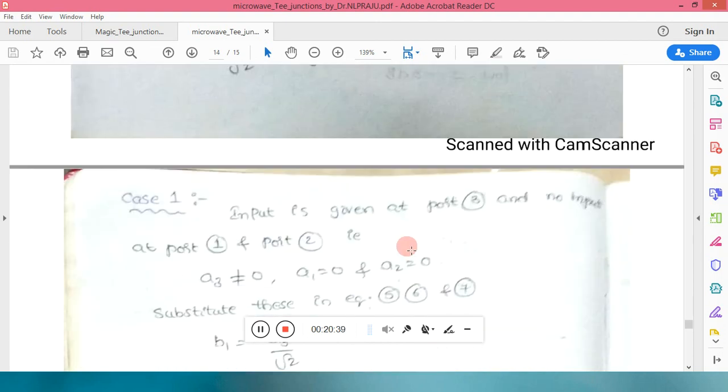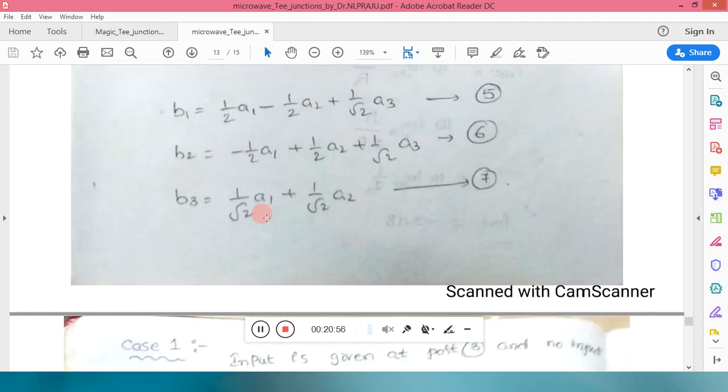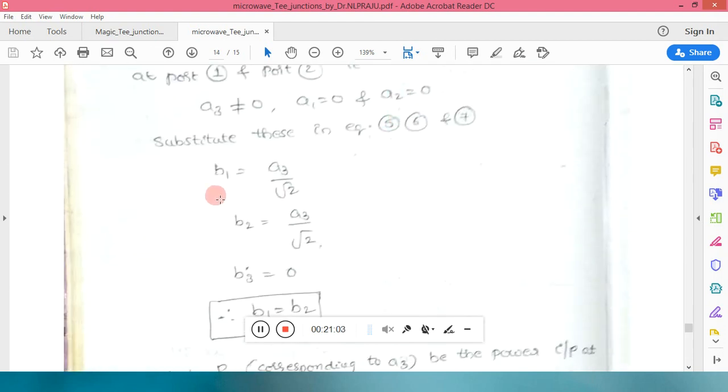Now case 1: input is given at port 3 and no input at port 1 and port 2. So A3 is not equal to 0, since we have input at port 3, and A1 and A2 are 0. Substitute these in equations 5, 6, 7. So B1 is equal to A3 by root 2, B2 is equal to A3 by root 2, and B3 equals 0. Therefore, B1 equals B2.